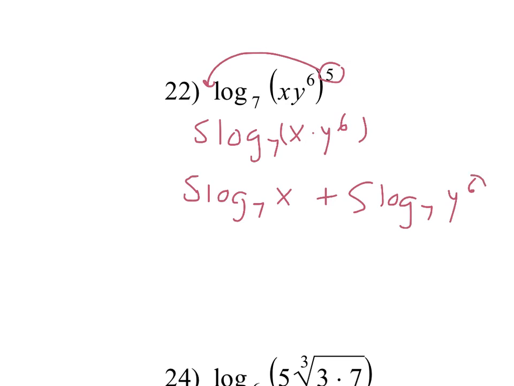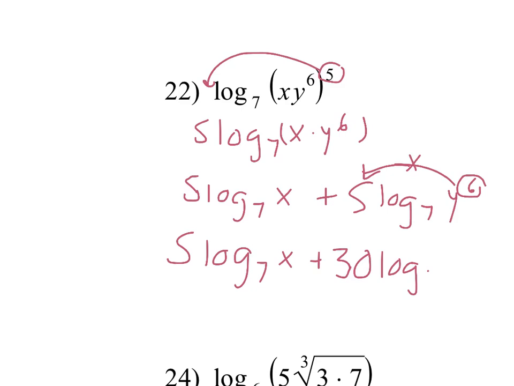And now since we still have an exponent, we need to bring this to the front, but we already have a number there, so we're just going to multiply the two numbers together. So again, we have 5 log base 7 of x plus, now we multiply the 5 and the 6, so we get 30 log base 7 of y. Any questions here?